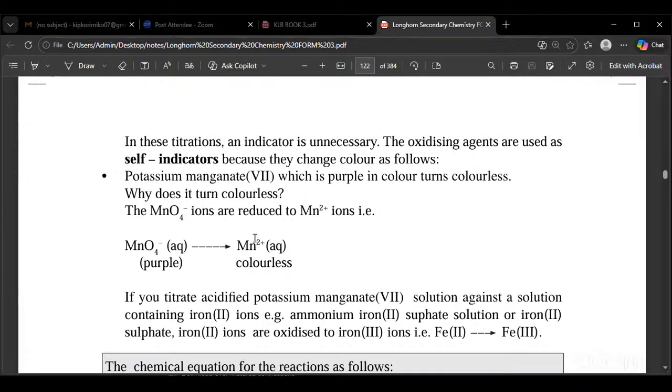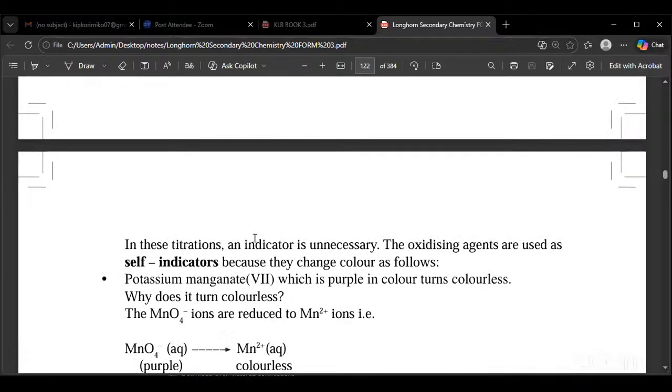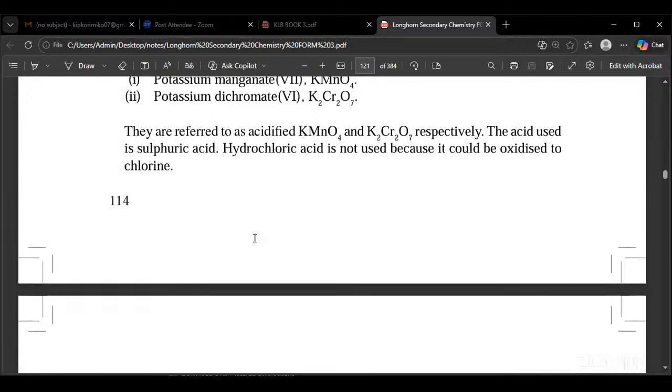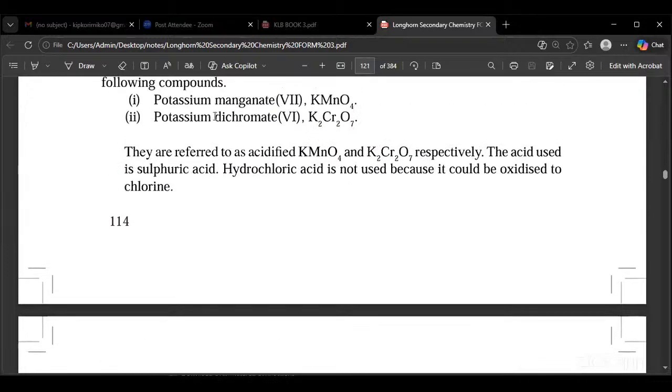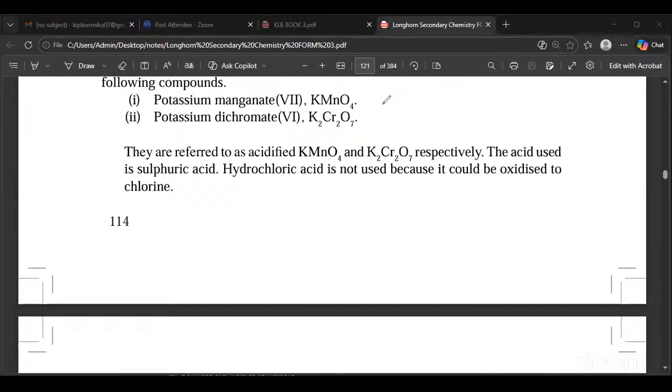potassium manganate 7 is changing from purple to colorless. The dichromate now, you will see, it normally changes from orange. Let me just write for you because I was looking for that. I thought all of them were here.